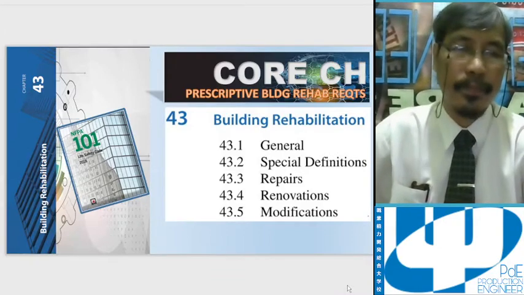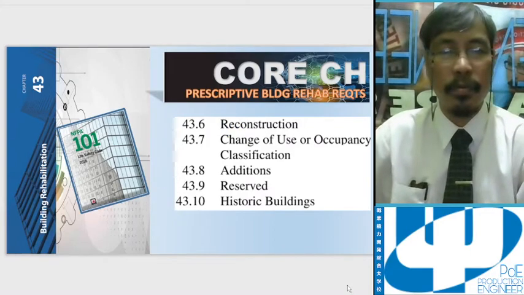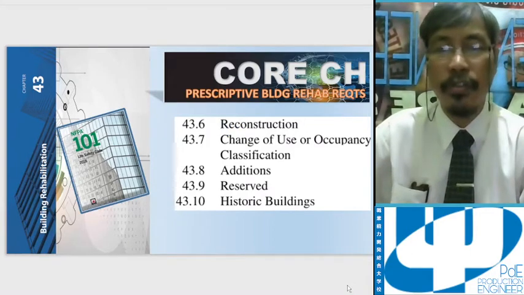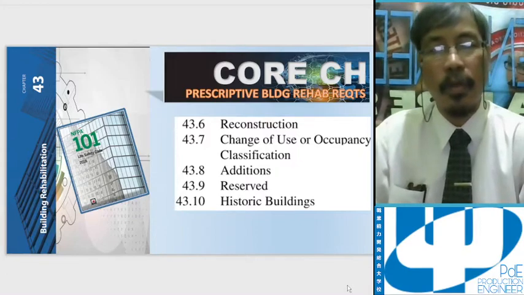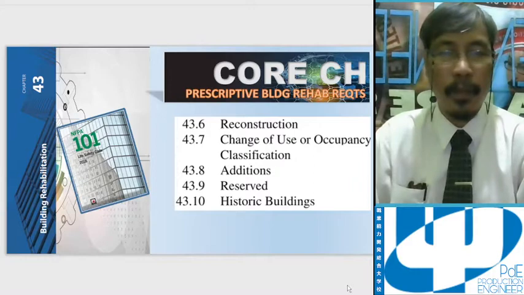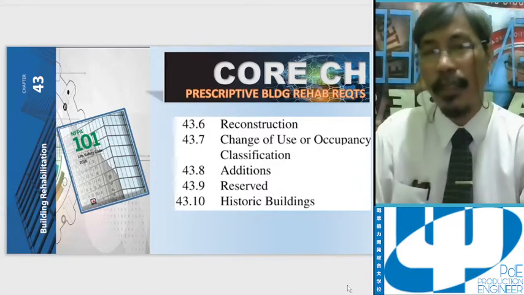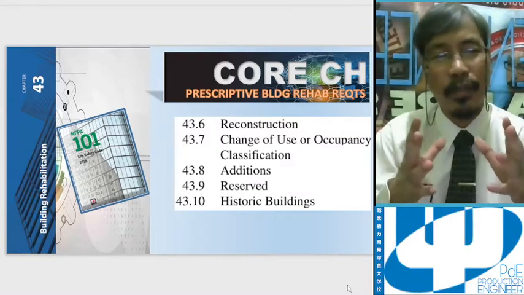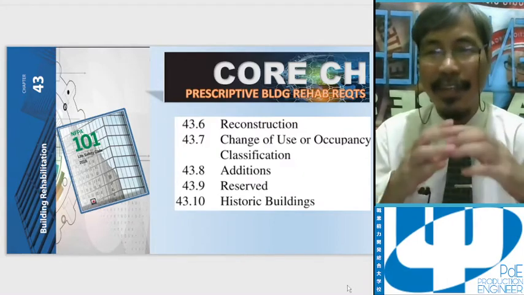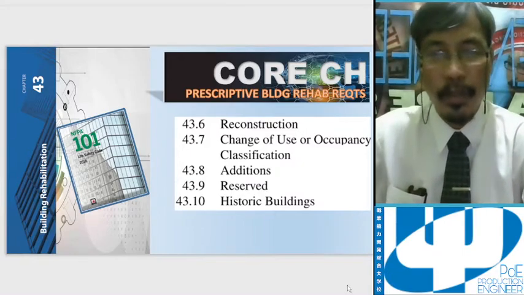What else? Reconstruction, change of use or change of occupancy classification, addition, and historic building. So, historic building is the last section of the NFPA 101 code.